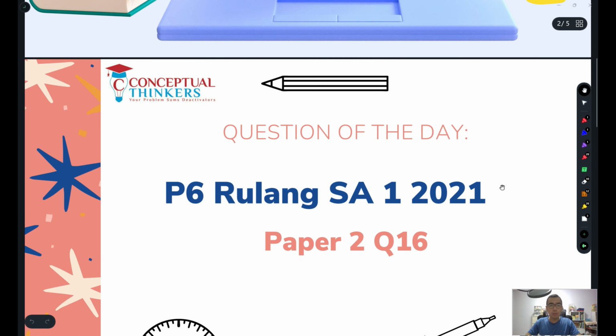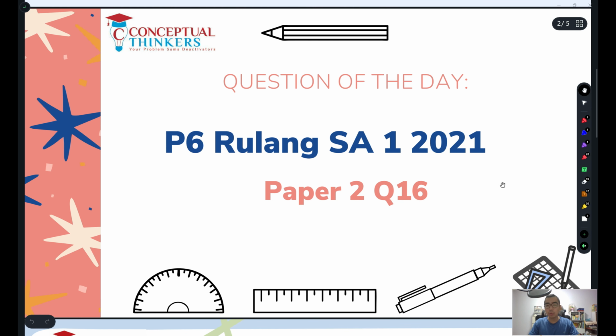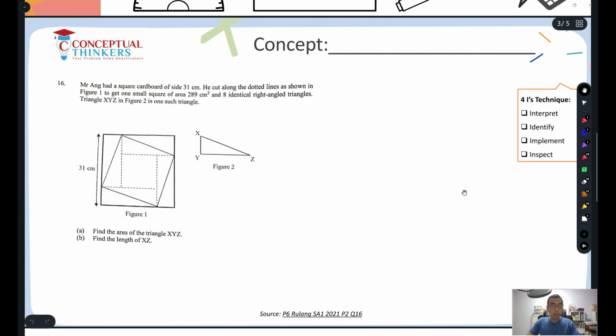Now for today we will be touching on one of the rare schools, Rulang Primary School. I managed to get hold of their 2021 SA1 paper, so we will be focusing on paper 2, question 16 today. Okay, now this is the question. Let's start to interpret.